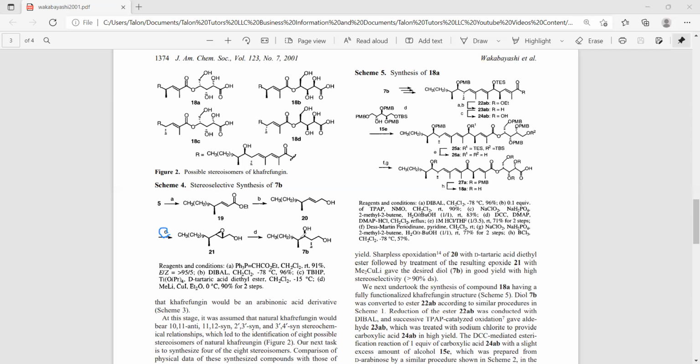Finally, we have reaction D, in which we just do an epoxide opening reaction with methyl lithium copper iodide. So this is Gilman conditions, and we form a Gilman reagent, and then we add the CH3 group to its position, opening our epoxide, and we get a diol.